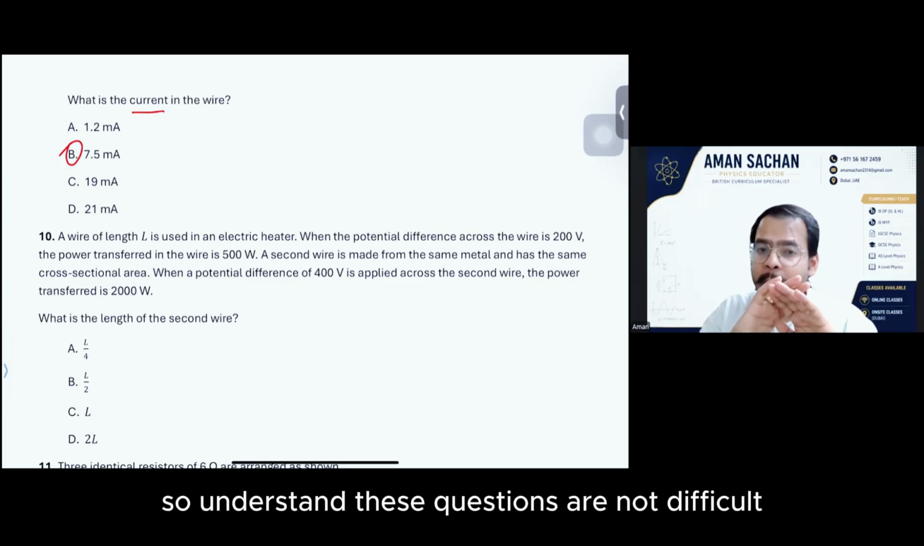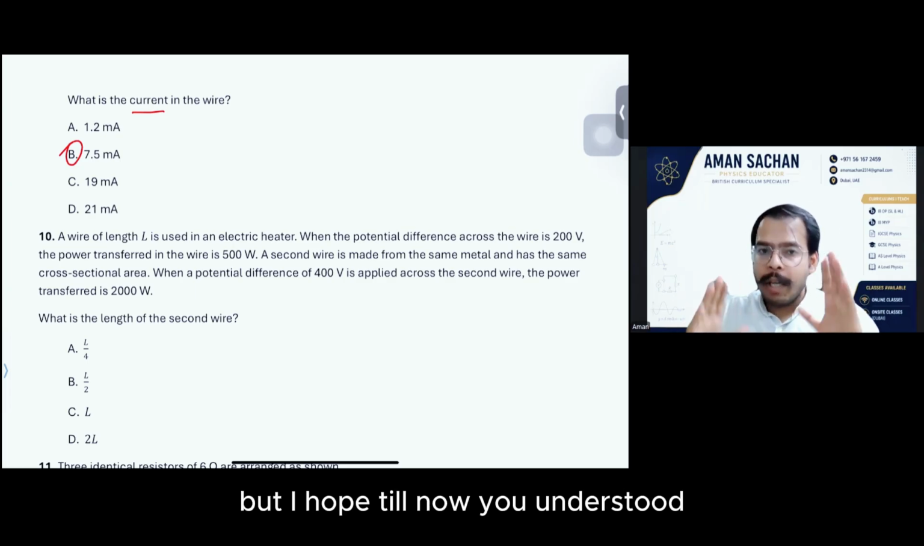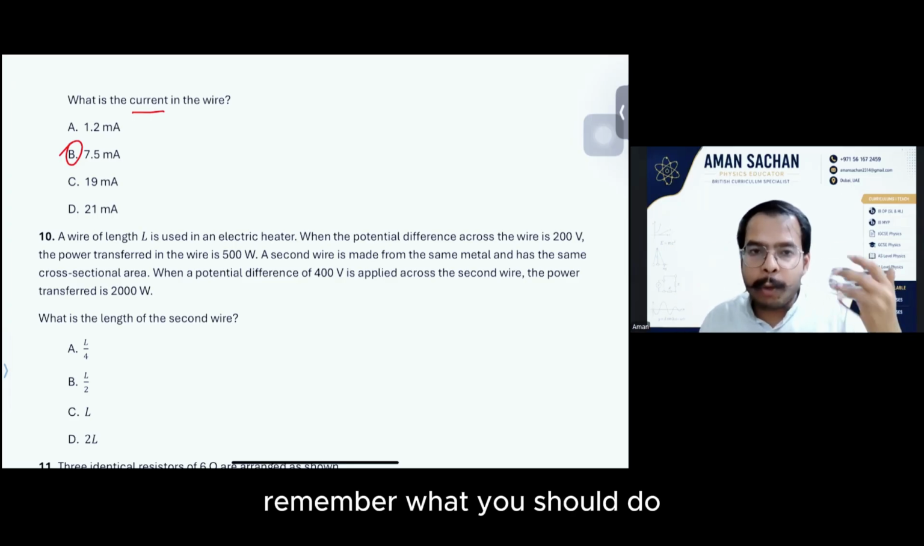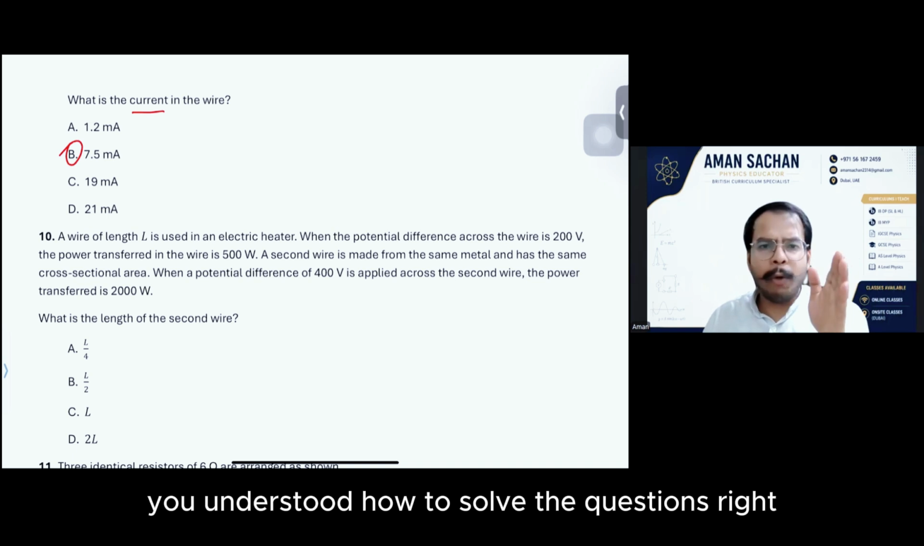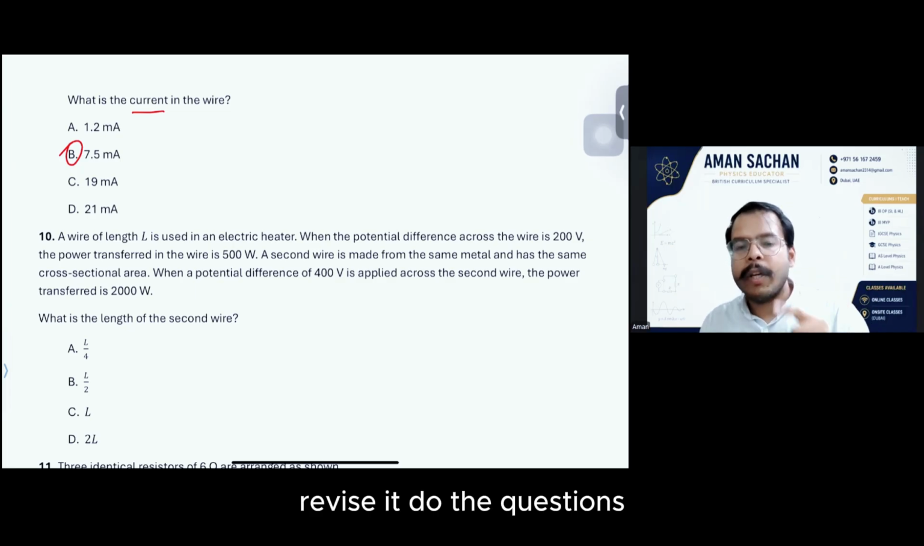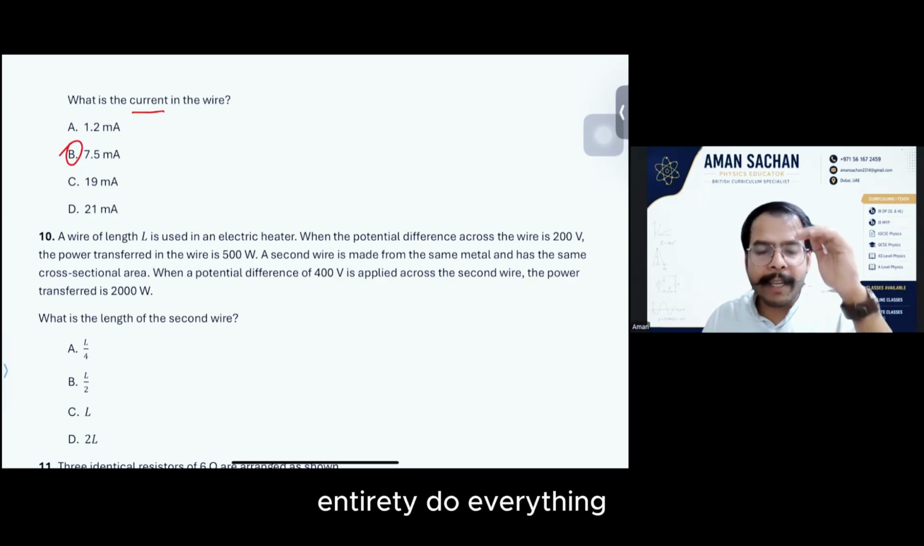So understand, these questions are not difficult. The remaining questions I will give you in the next video. I hope till now you understood. First of all, remember what you should do. You understood how to solve the questions, right? Go and revise your portion. Revise it. Do the questions properly and in their entirety.